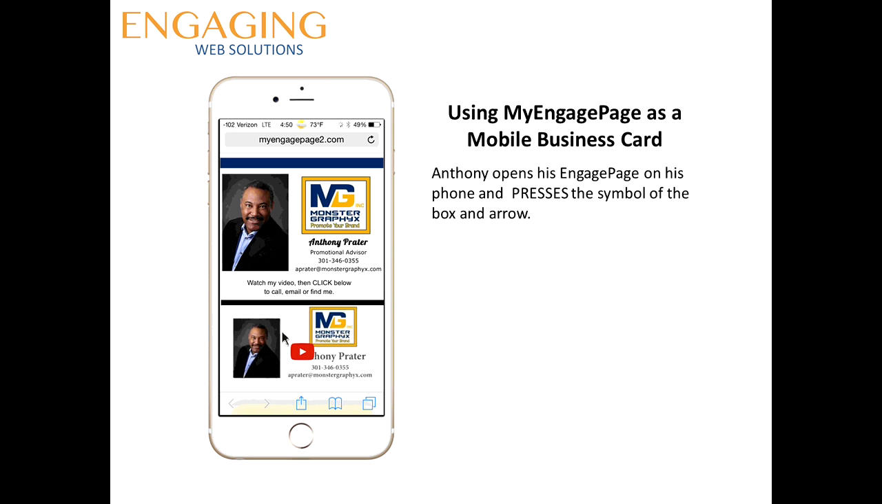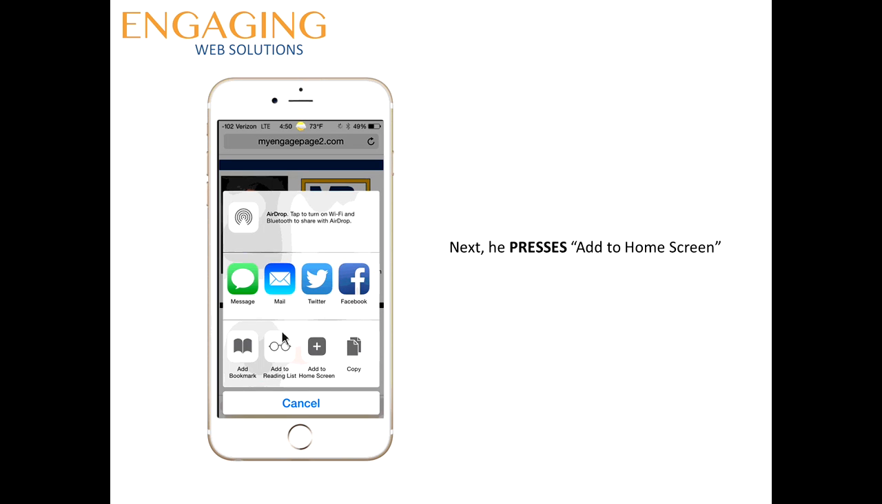When Anthony receives his card from us, the first thing he does is press on the square at the bottom with the little arrow. When this takes place, it prompts Anthony to decide if he's going to go ahead and email or add the card to his home screen. Here he's electing to add the card to his home screen.